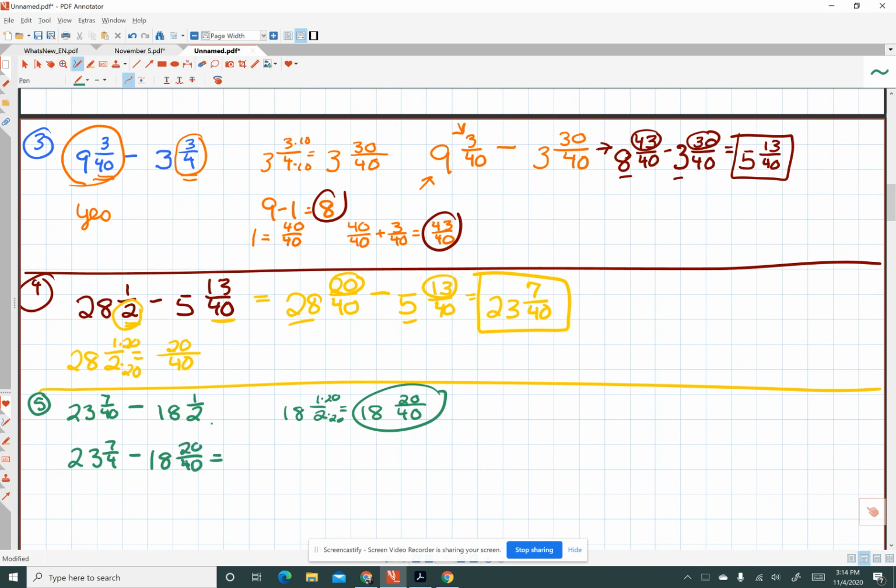But do you see what doesn't work? We can subtract 18 from 23, but we cannot subtract 20 from 7. These are whole numbers here, all positive numbers. So what we need to do is borrow from 23 and add 1 whole to the 7/40, which will increase the number in the numerator. So we'll borrow 1 from the 23, which makes it 22. So 40/40, I'm going to write over here, is the same as 1 whole.